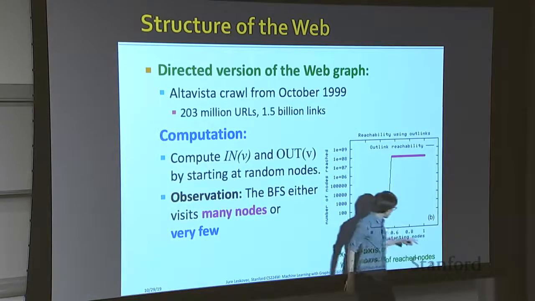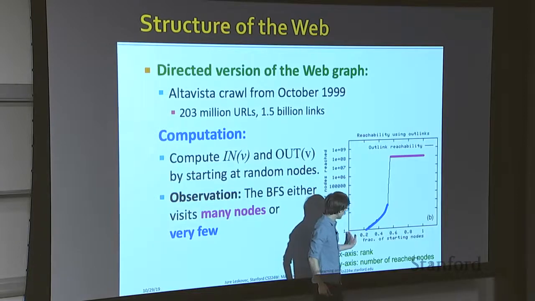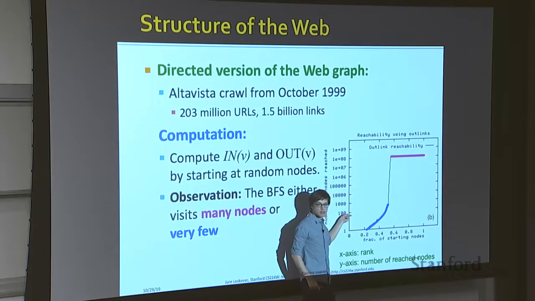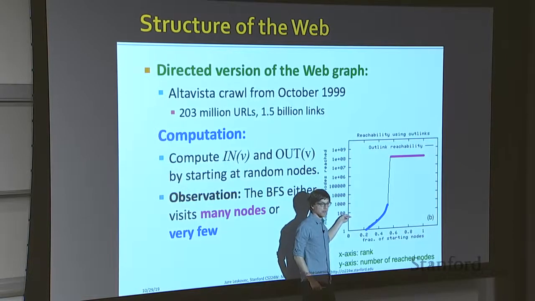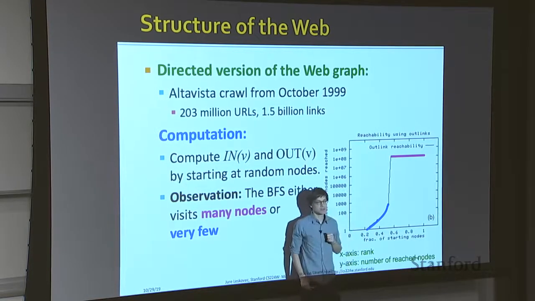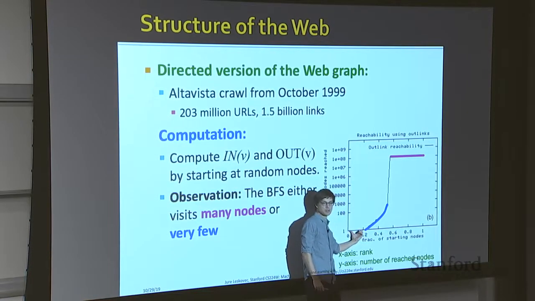Okay? Is it clear what this is trying to say? Let's say I pick 100 different starting nodes. For every starting node, I see how many nodes BFS visits. And I just sort the starting nodes by the number of nodes the BFS visited. Right? So you see that for about 20%, I cannot visit anyone.